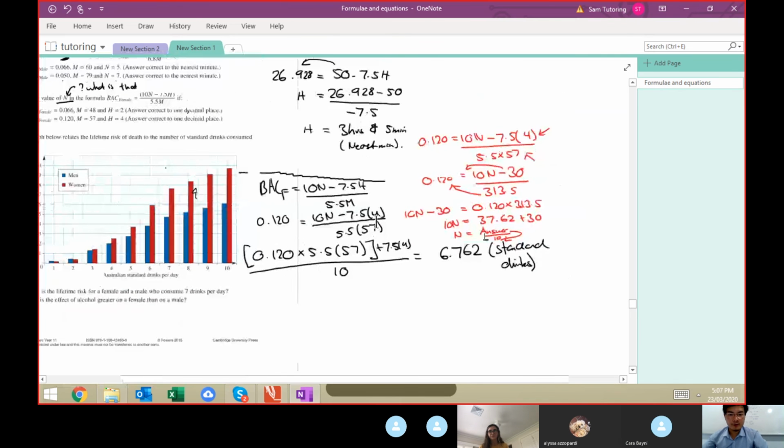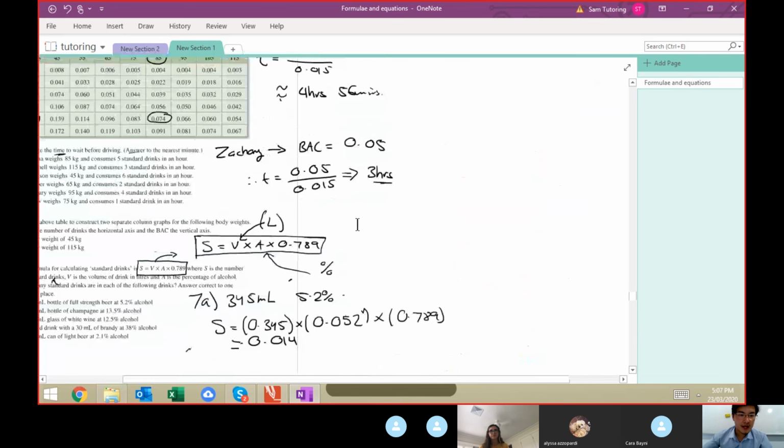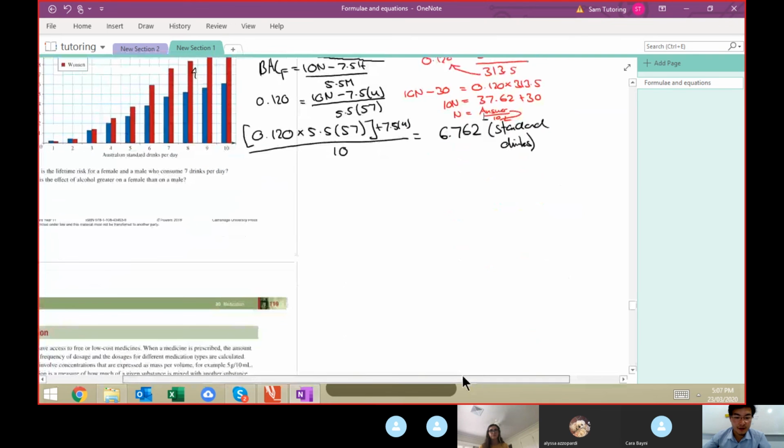So in algebra, if we're given an equation, you must know how to work forwards, and you must know how to work backwards as well, okay? That's just the foundation of algebra, to be honest.